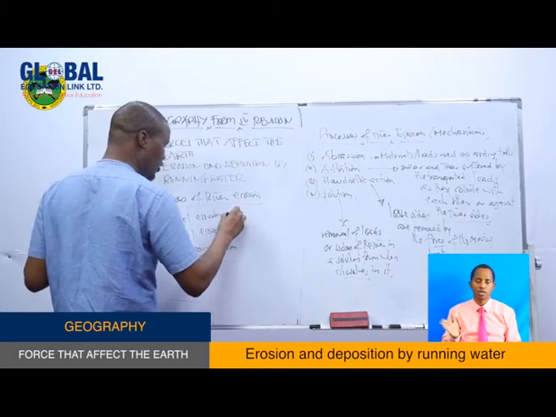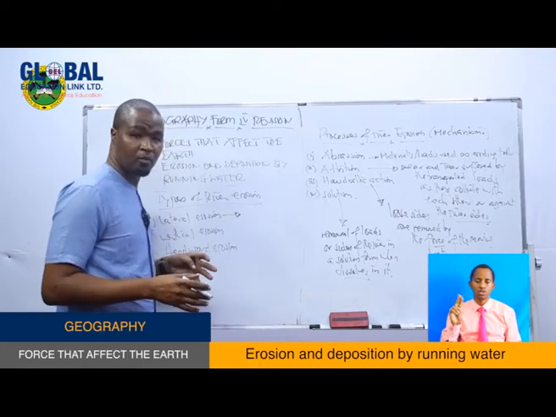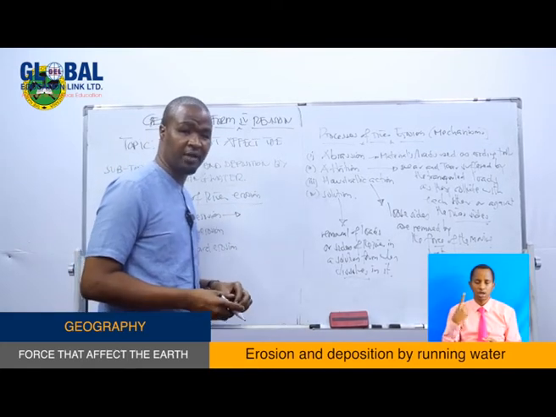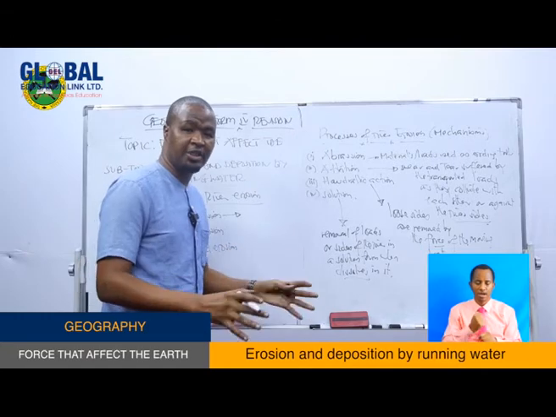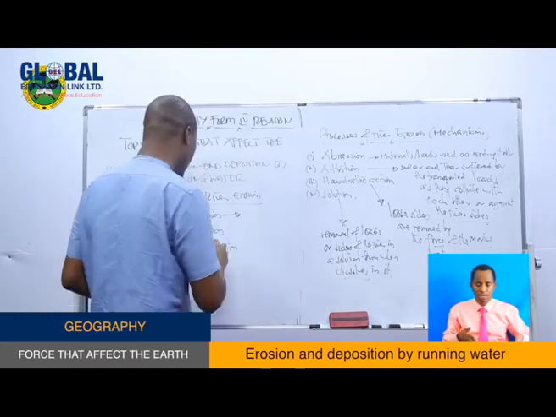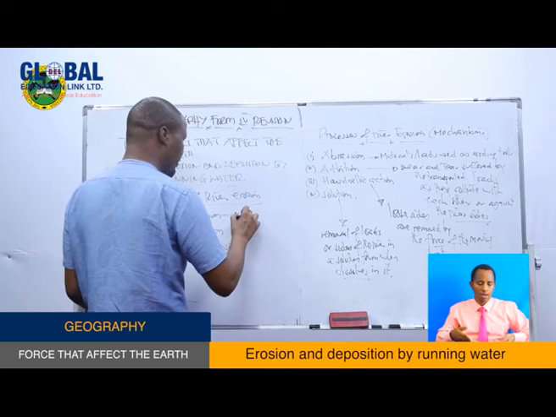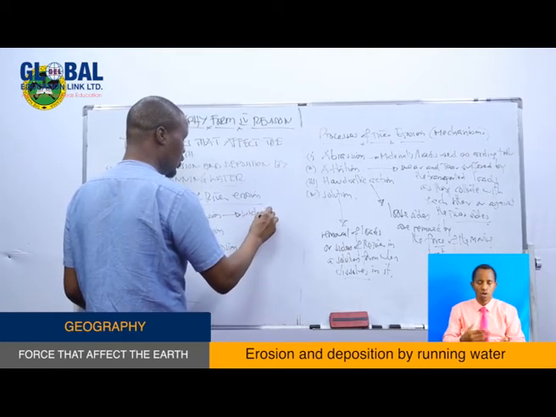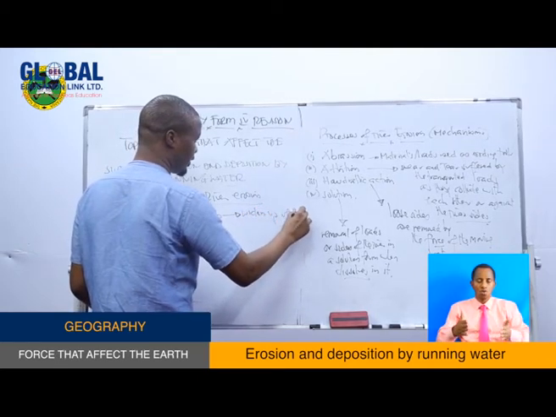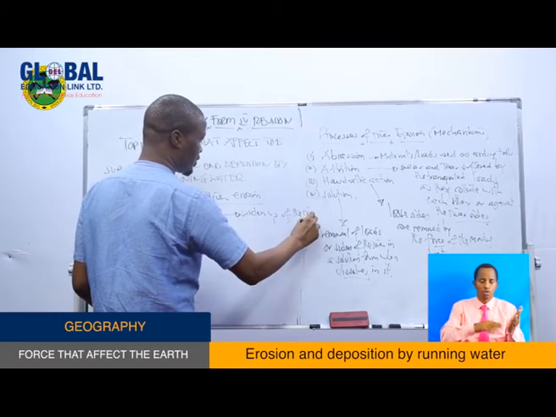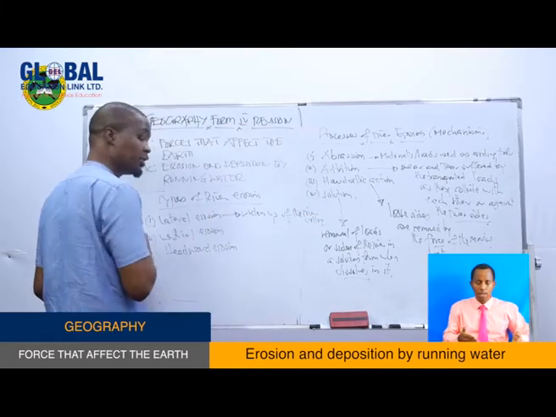So lateral erosion refers to the erosion which plays on the sides of the river valley. It erodes the river banks, resulting in the widening of the river valley. We call it lateral erosion.